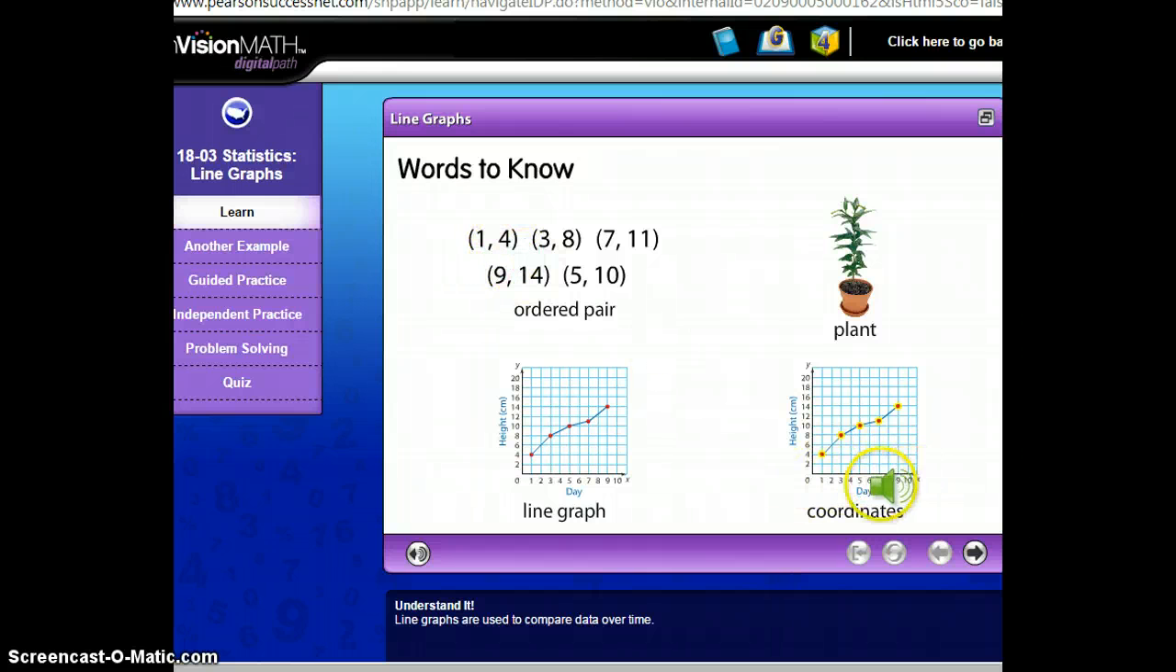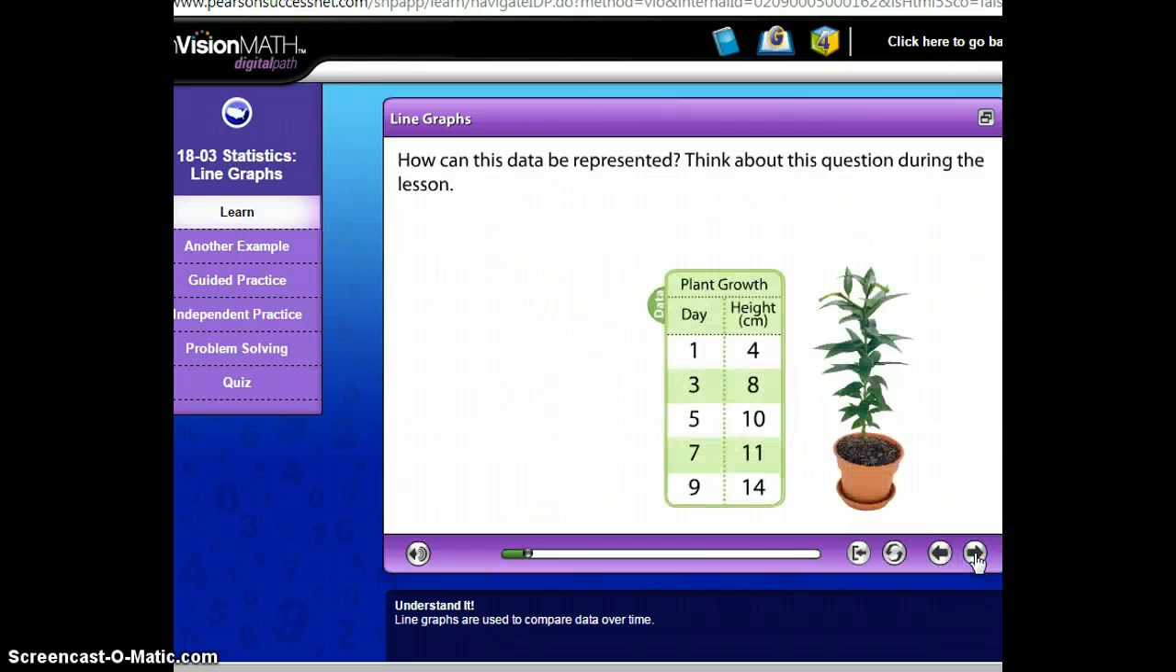You do the X-axis first. So X-axis, I need 1, which is right here. Y-axis, I need 4, so I go up 4 and plot the point. How can this data be represented? Think about this question during the lesson.